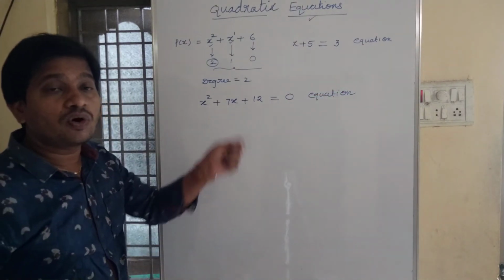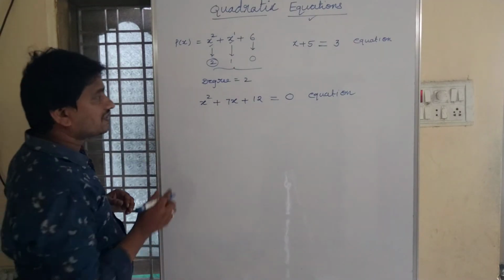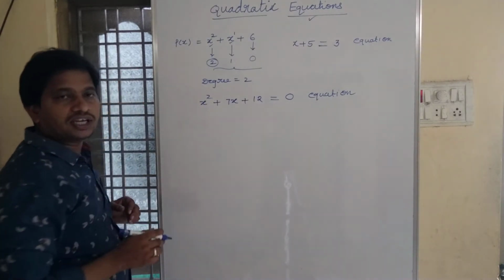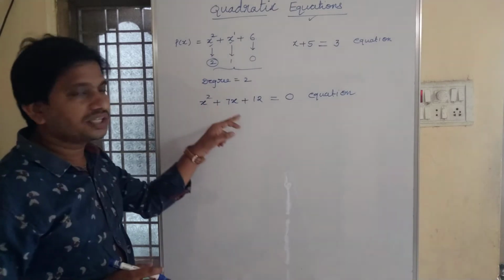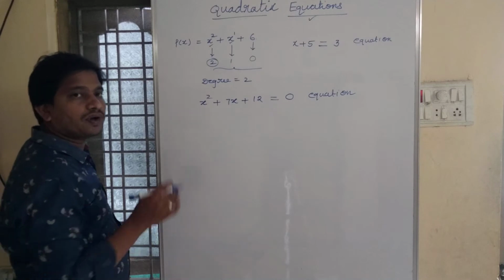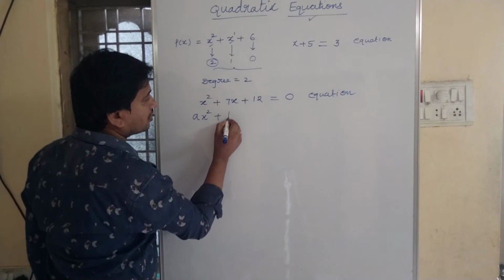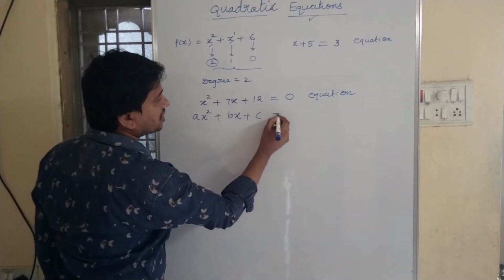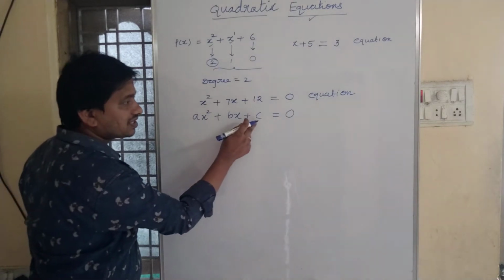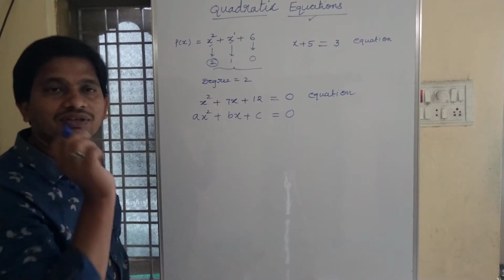And also, why do we call this a quadratic equation? Actually, here the highest power is 2. I mean, the degree of this equation is 2. Hence, it is a quadratic equation. In general, the standard form of a quadratic equation is ax square plus bx plus c is equal to 0. Ax square plus bx plus c equal to 0 is called the standard form of the quadratic equation.